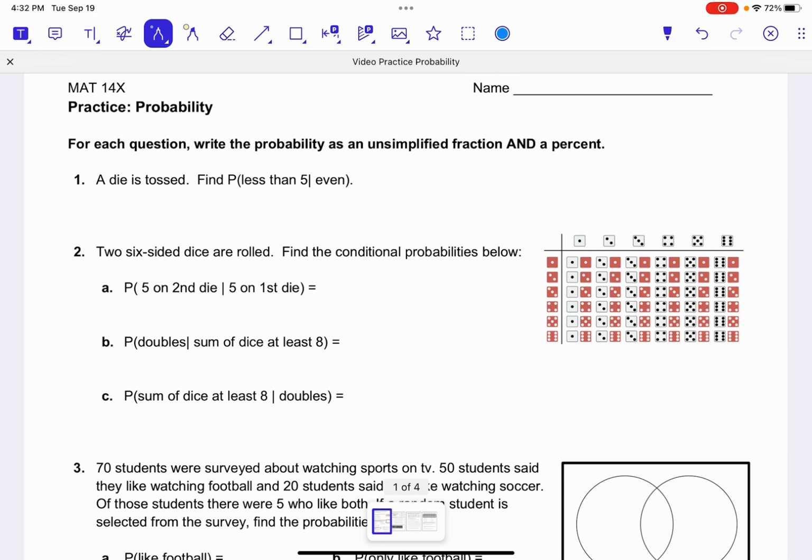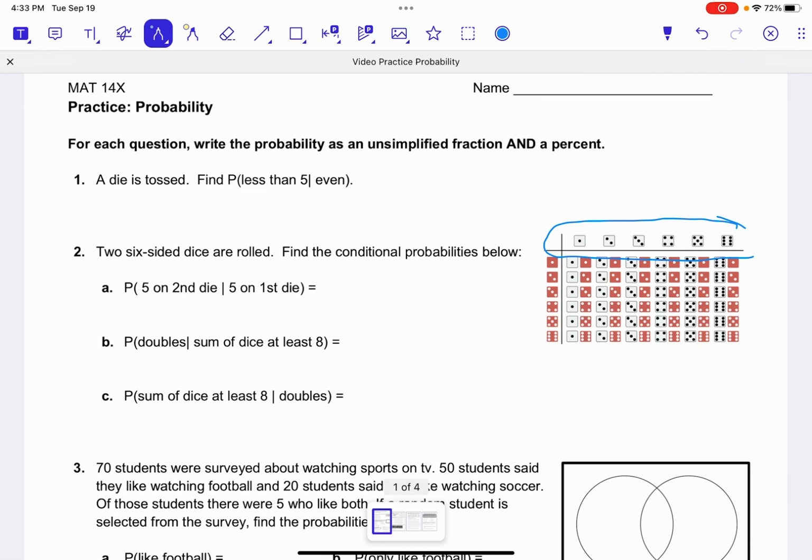All right, so we have a single dice is tossed. I pasted in this chart here. This chart actually looks at two different dice being tossed together, but we're going to just focus on this top right here. So these are the possibilities if you roll a single die. You've got 1, 2, 3, 4, 5, 6. So there are 6 possibilities.